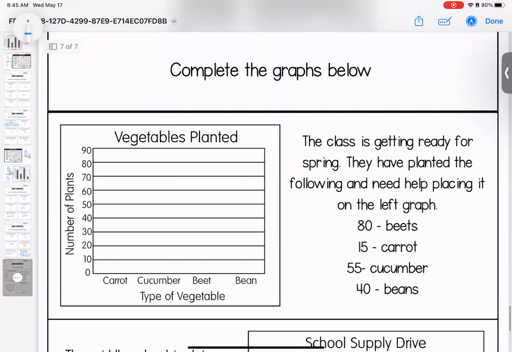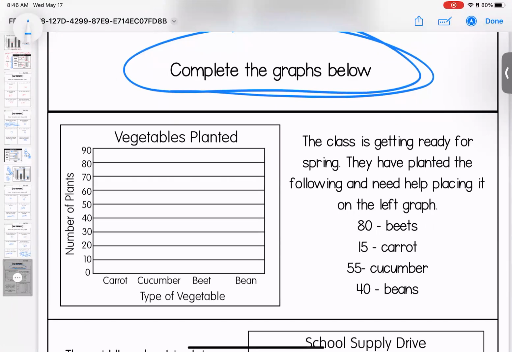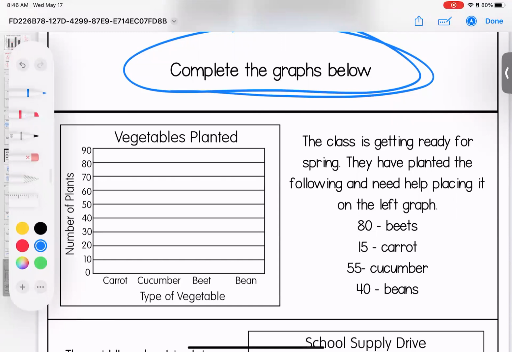Last page, you were to complete the graph. So I gave you the data and I asked you to put it on the graph. So we're going to go ahead and put it on our wide one. Let's see if that's too big. That should be okay. Make it maybe a little bit thinner. There we go. All right, perfect.